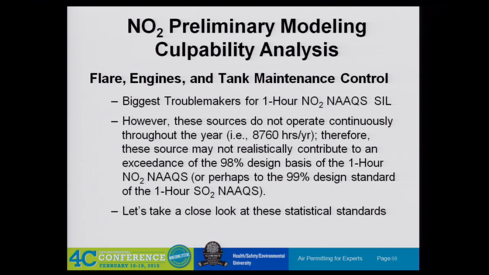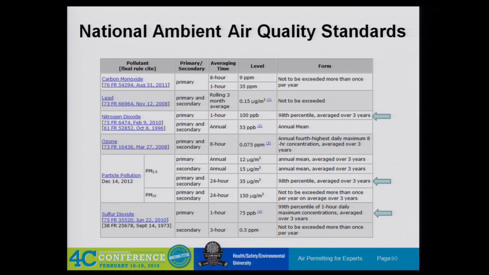That make sense? Okay. All right, so I've kind of talked about these statistical standards. There's a 98th percentile for NO2. There is a 98th percentile average over 3 years for PM 2.5, and there is a 99th percentile. It's a percentile of the 1 hour daily maximum, and this is also averaged over a 3-year period for SO2.